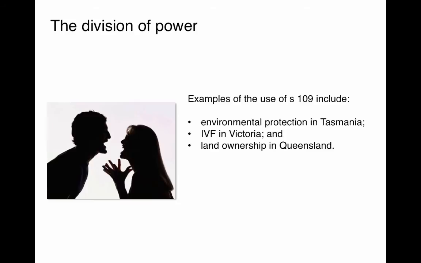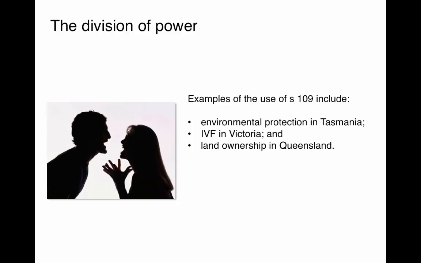The federal government has used Section 109 to override Tasmanian laws in order to protect the Tasmanian wilderness. It has been used to allow federal anti-discrimination legislation to override Victorian laws that denied access to IVF to unmarried women, and it has been used to override Queensland laws that denied land ownership rights to Indigenous Australians.